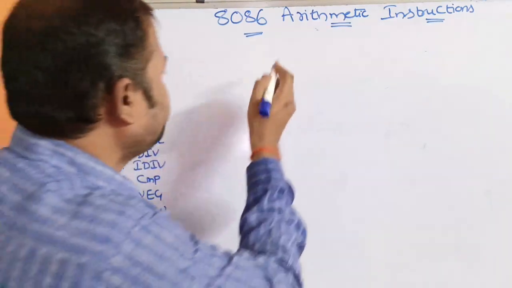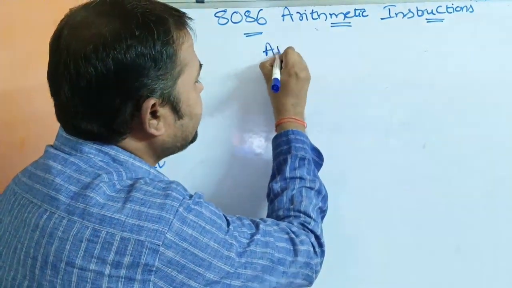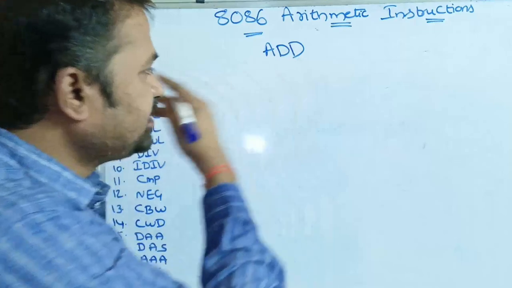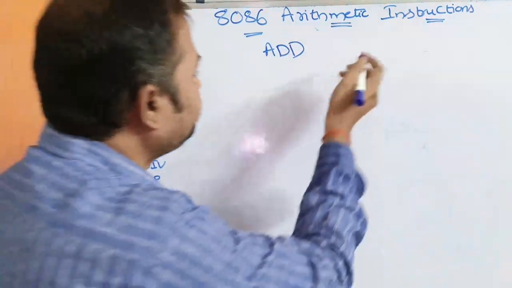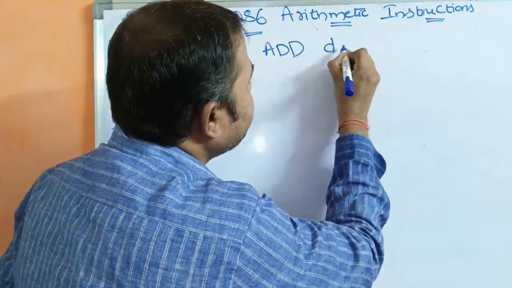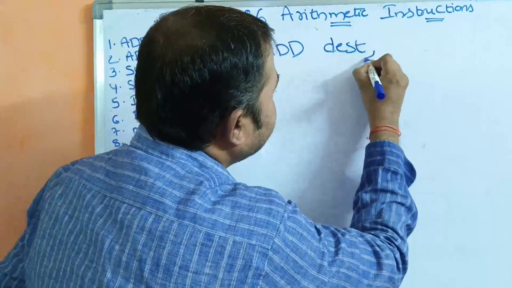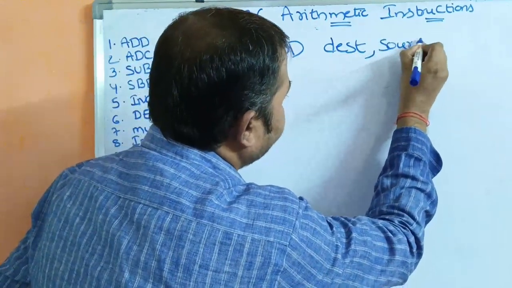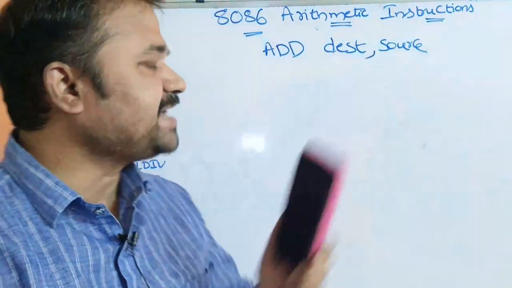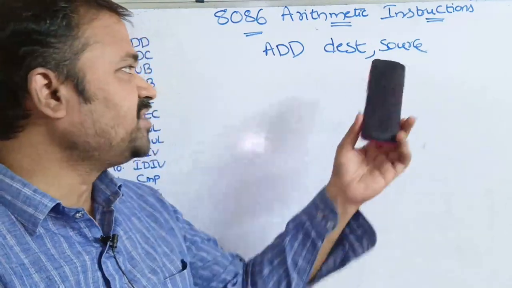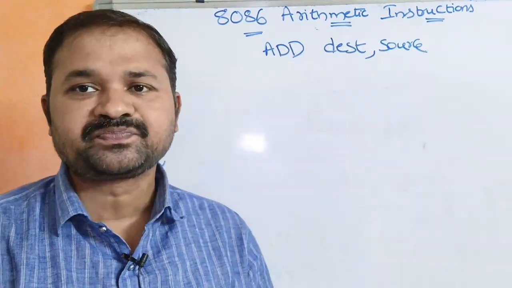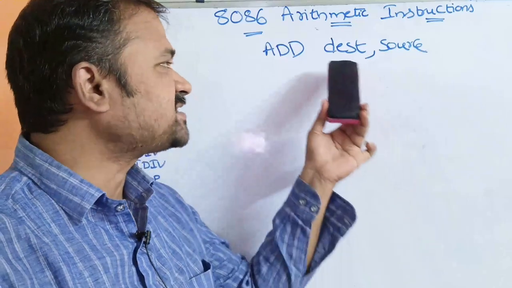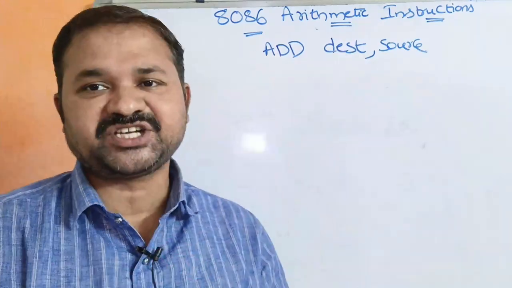First, let us see the first one. The first one is ADD. The mnemonic for add is ADD only. The syntax for add is ADD destination comma source. The ADD instruction adds the contents of the source and destination and stores the corresponding result in the destination.